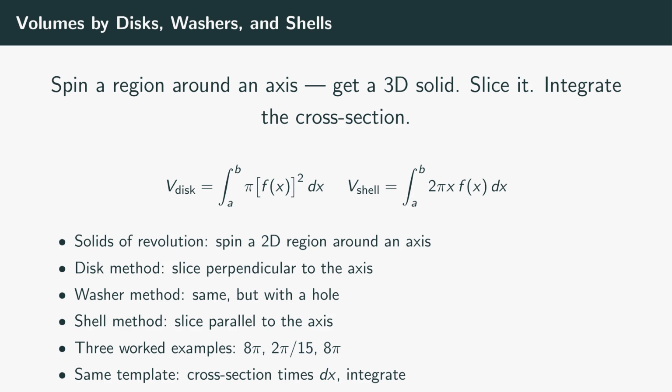Three worked examples will lock it in: 8 pi, 2 pi over 15, and 8 pi again. We'll also touch the history, Cavalieri, Kepler, and the slicing argument that predates calculus by decades. Let's go.